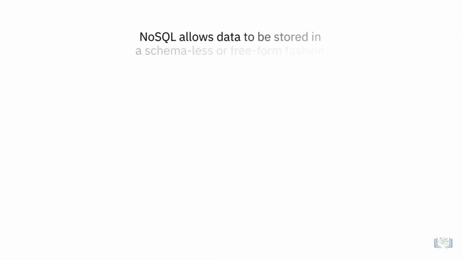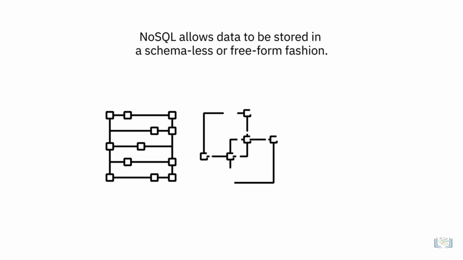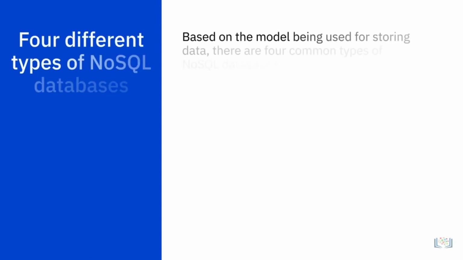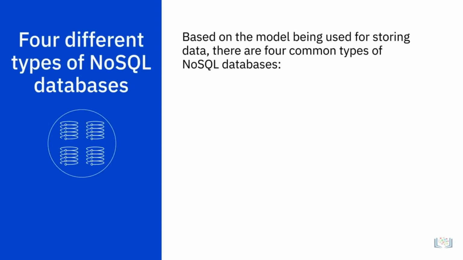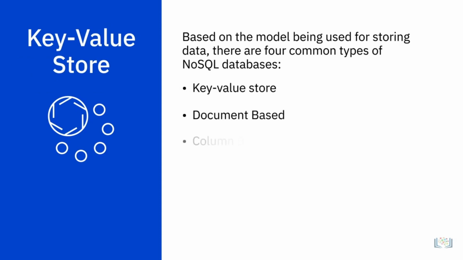NoSQL allows data to be stored in a schemaless or free-form fashion. Any data, be it structured, semi-structured, or unstructured, can be stored in any record. Based on the model being used for storing data, there are 4 common types of NoSQL databases: key value store, document-based, column-based, and graph-based.